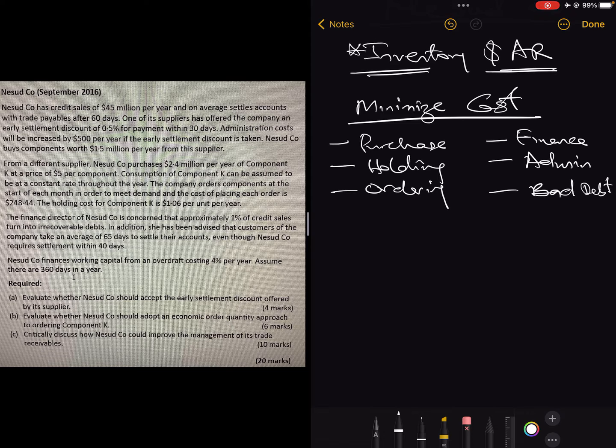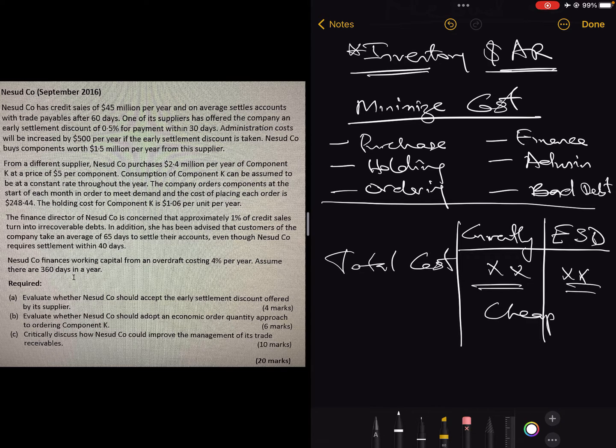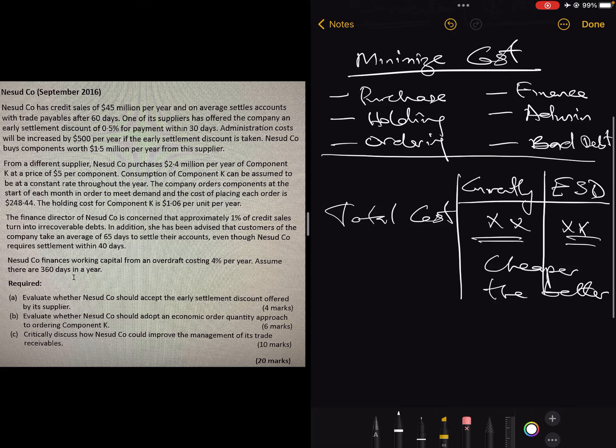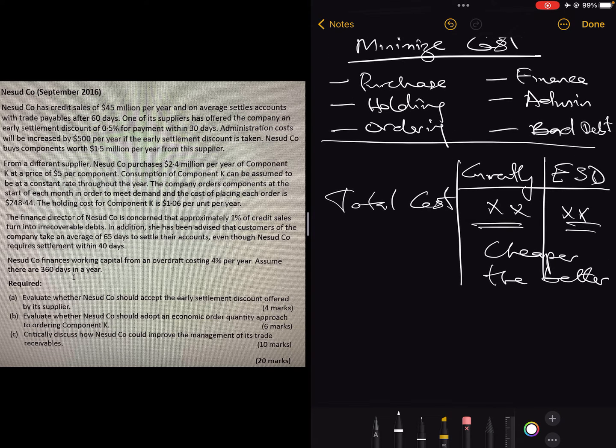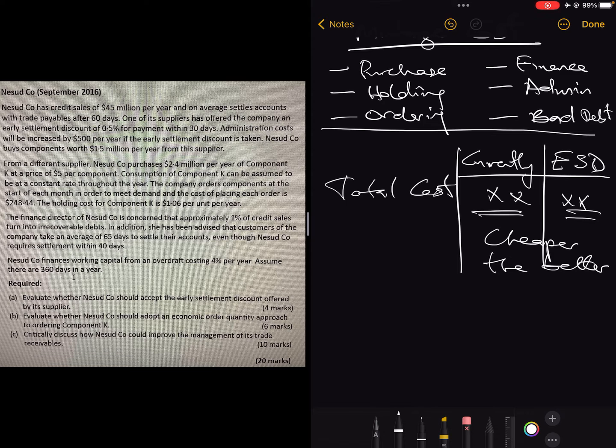You will be asked to recommend to a company whether they should use a particular approach or not. Once you are asked to do that, all you need to do is find out what is the total cost currently, and what will be the total cost if we take the suggested approach, in this case, early settlement discount. What is the total cost for these two? When you list out all these costs and get the total cost, the cheaper, definitely the better. And that is exactly what we want to do today. So we're going to identify all these costs currently and with early settlement discount. Based on that, we will decide whether Nesud should accept the early settlement discount proposal.